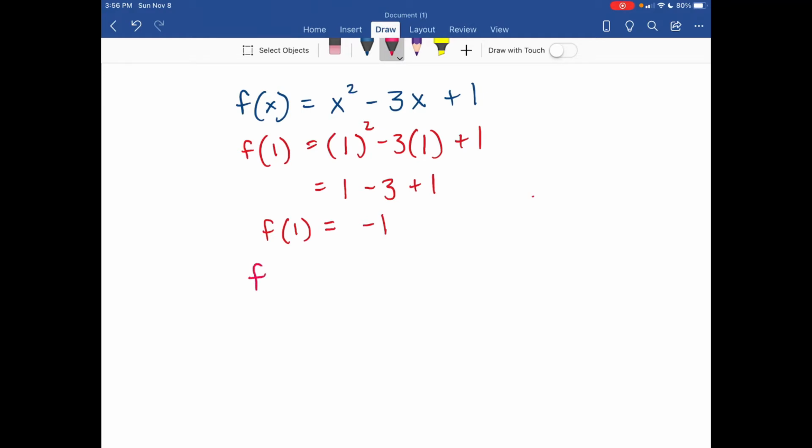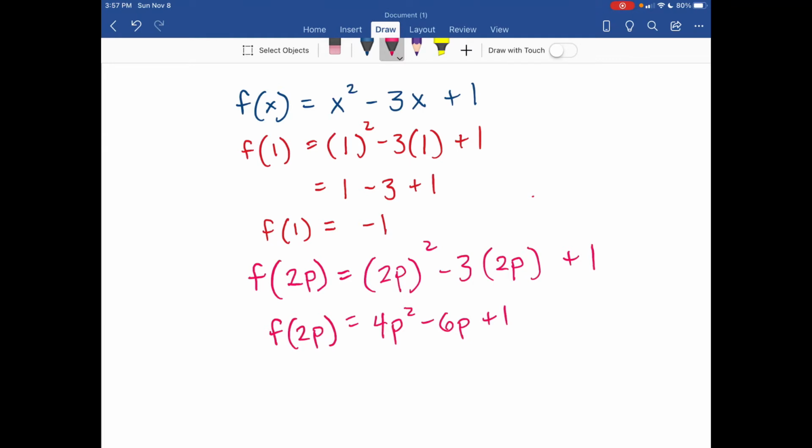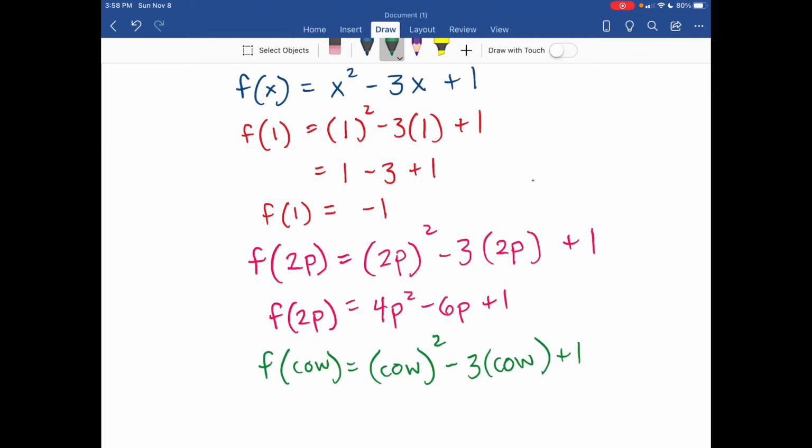We can really plug in anything into our function. It's like a machine. So even if they wanted us to evaluate f of 2p, I would treat those x's in f of x as placeholders and plug in my 2p everywhere I had that, and then I'd simplify. Pretty much anything can go into our function machine. It might not make sense, but it follows that same format. I could plug cows in for my x's. I'm just using those x's as placeholders.